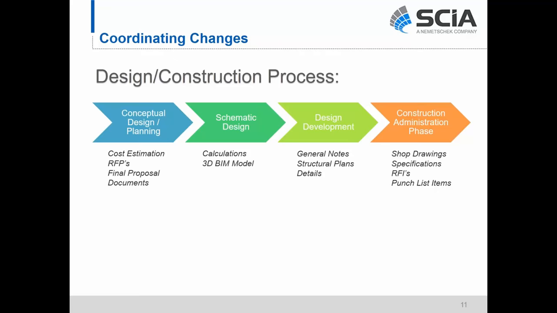For example, we have changes that the architect makes during schematic design. We have different system changes, like MEP system changes, that happen during design development, where we as structural engineers have to change plans or calculations. And finally, there are changes that happen in the field. Things get installed improperly, and then we have to submit drawings or do calculations to figure out if things are going to work in the field.